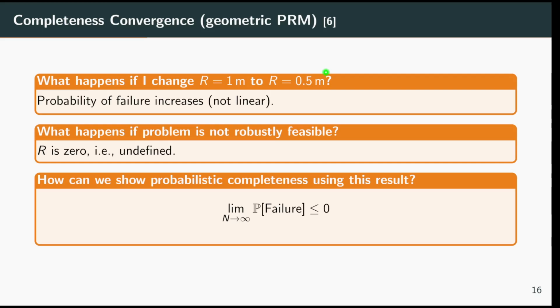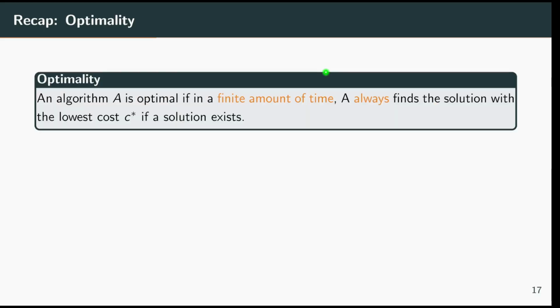Then we talked about completeness and also kind of the convergence speed of completeness. So let's also look at optimality. It's the same game. Let's recap the algorithm. Optimality classically means that in a finite amount of time, we will always find a solution with the lowest cost if the solution exists. Most notably, we don't have the second statement here about what should happen if no solution exists. Do you have an example of an algorithm that is optimal?